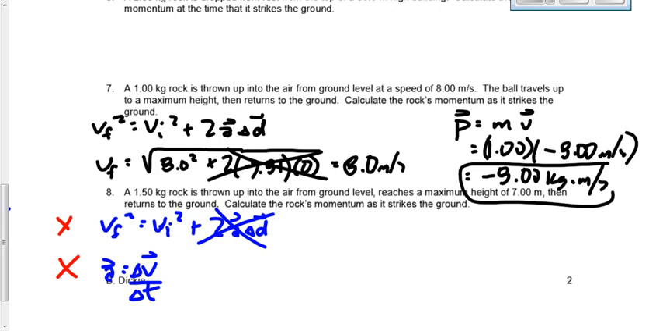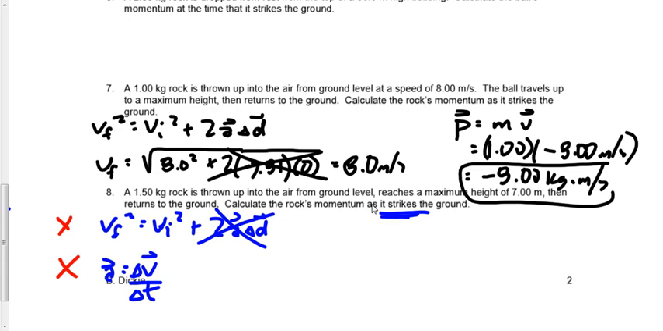This is when we have to think outside the box a little bit. We keep trying something that's valid, not working. So we got to rethink this question back to the beginning. Instead of analyzing the whole trip, why don't we analyze just the trip down? Why don't we analyze part of it? We could analyze just the trip up too, right? But since we're looking for the momentum as it strikes the ground, probably the trip down makes the most sense.